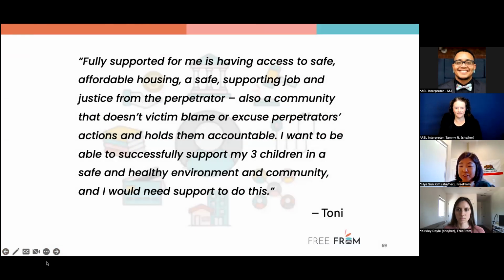Okay, so I'm not going to read this quote because I know we are at time, but this quote just reflects how important a holistic ecosystem of support for survivors is.